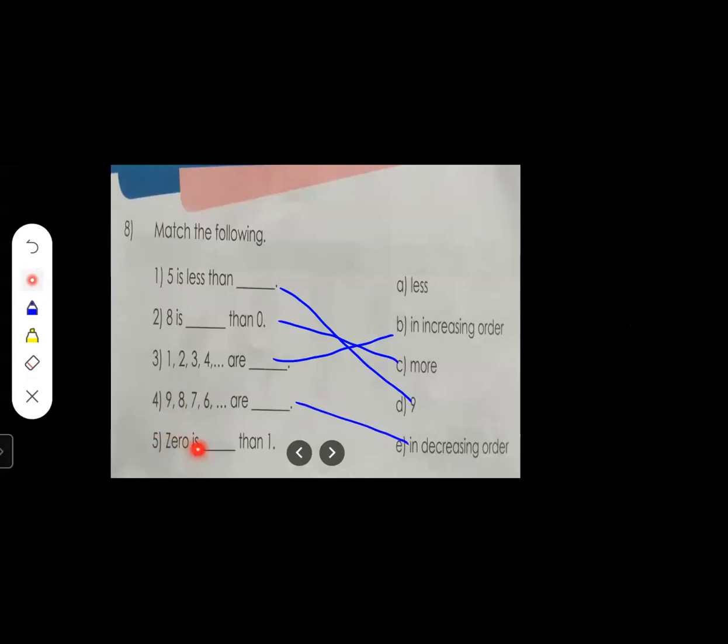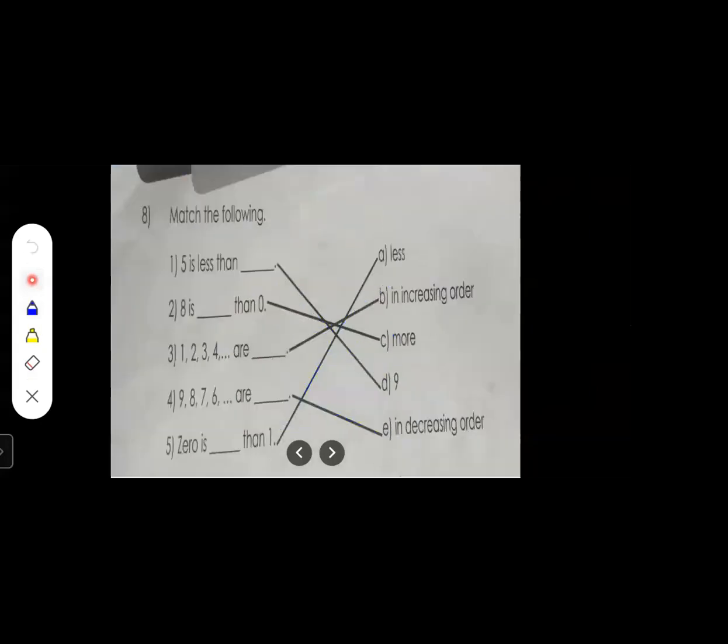Next one, 0 is dash than 1. 0 is less than 1. Okay. So here what have we learned? Here we have learned match the following. See, 5 is less than 9. 8 is more than 0. 1, 2, 3, 4 are in increasing order. 9, 8, 7, 6 are in decreasing order.